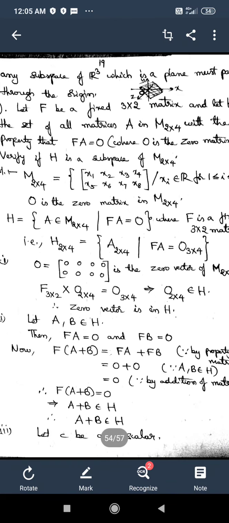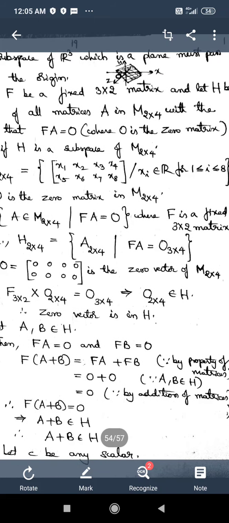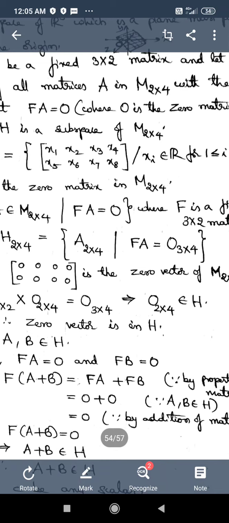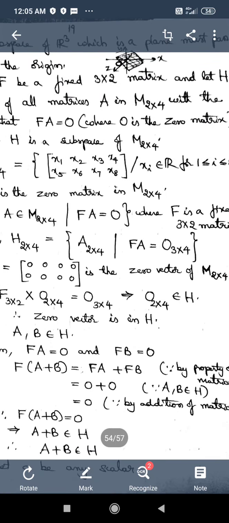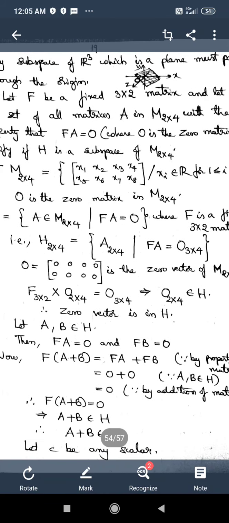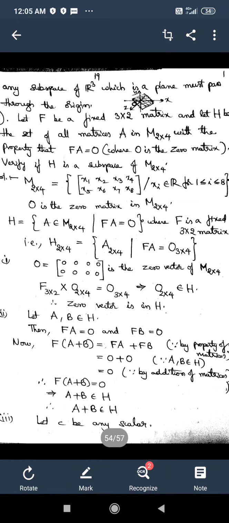Let us see. M2x4 is the set of all 2x4 matrices, wherein the entries can be taken like this: x1, x2, x3, x4 as the first row, and x5, x6, x7, x8 as the second row. Here each xi is a real number, where i varies from 1 to 8, taking integer values. O is the 0 matrix in M2x4, the 0 vector in the vector space M2x4.